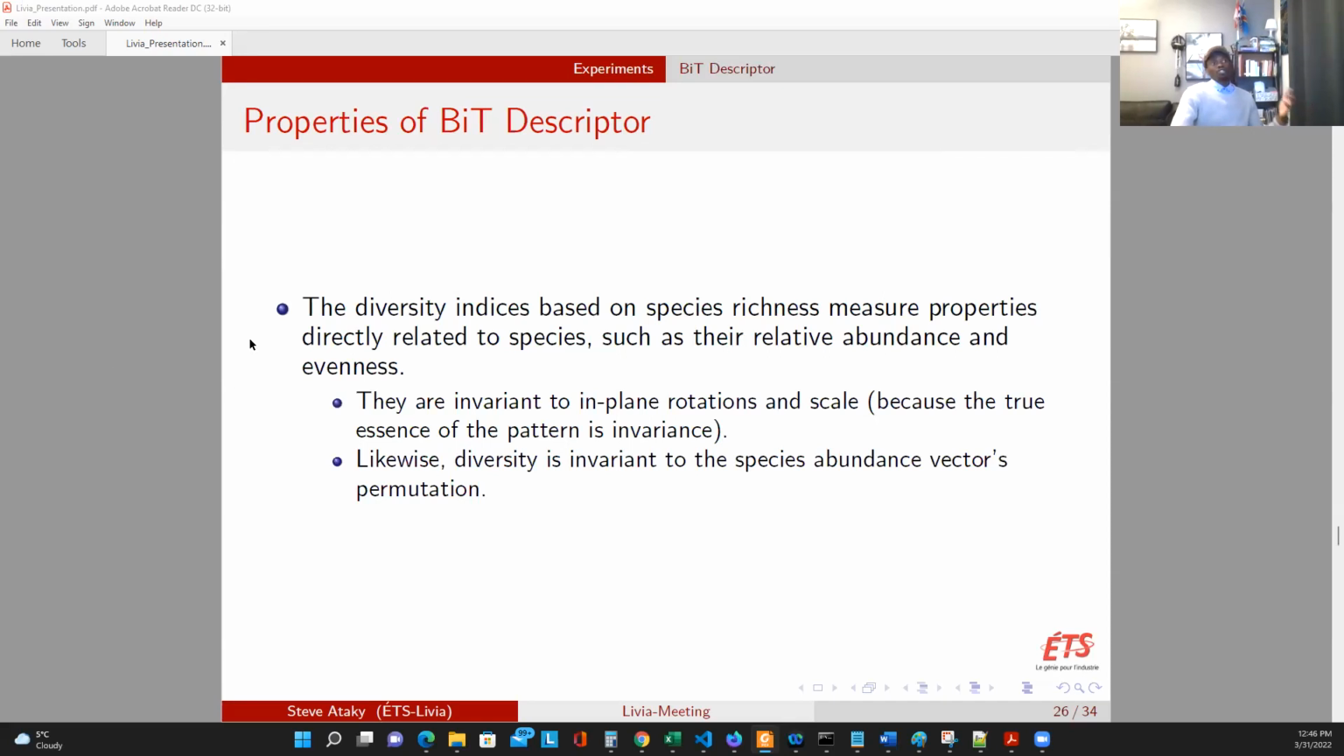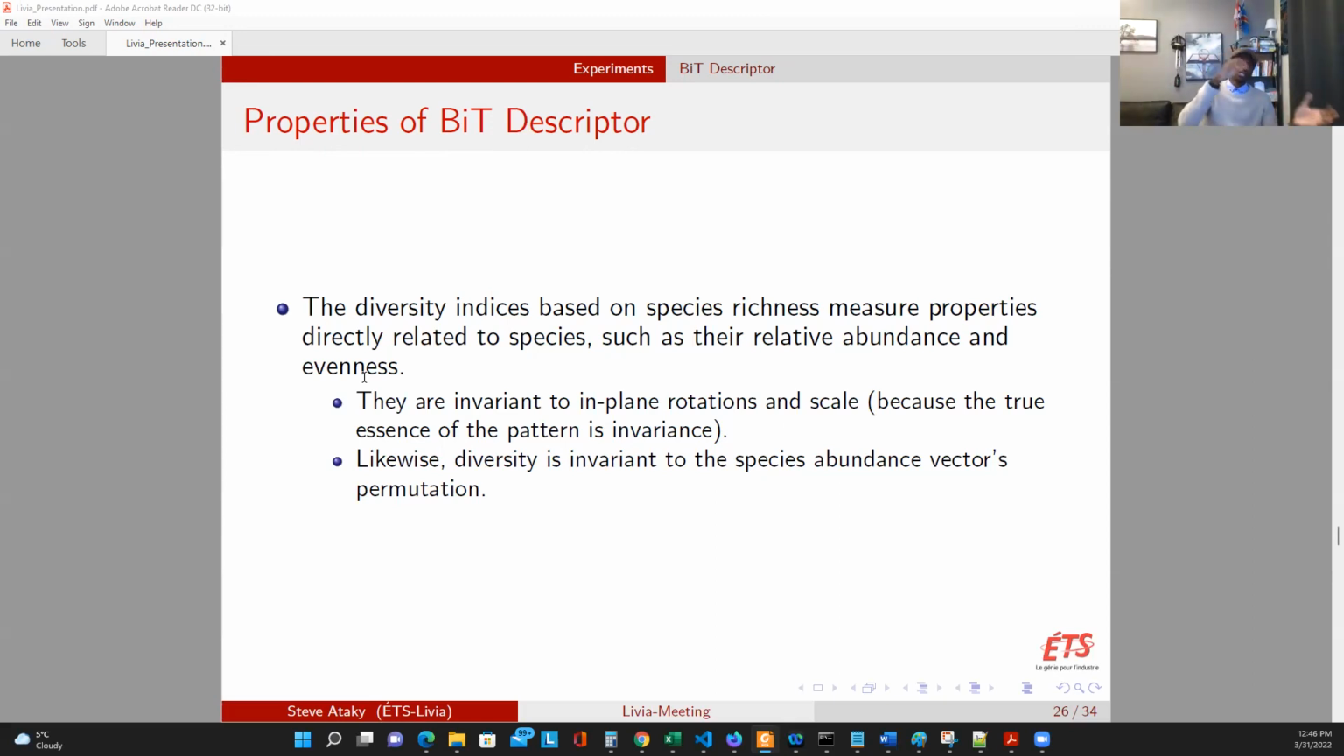So now, what are the properties of the descriptor that we are constructing based on this measurement? First of all, I said in the very beginning that a textural descriptor should have some essential properties, such as invariance to rotation, invariance to scale, and invariance to intensity change, at least a monotonic intensity transformation, for different applications in computer vision. And also the descriptor should be easy to compute.